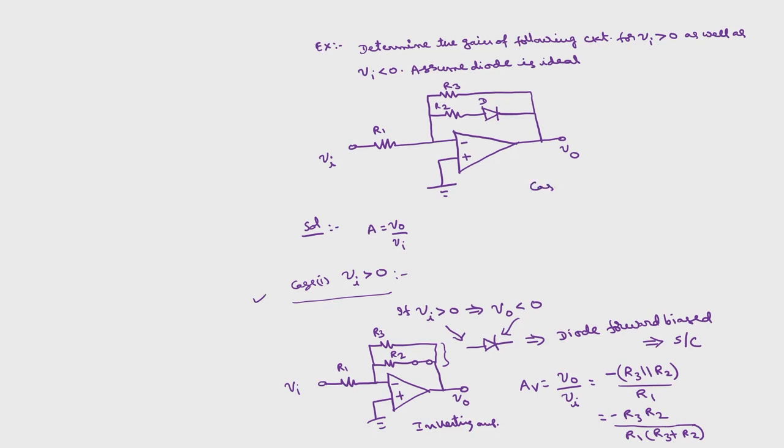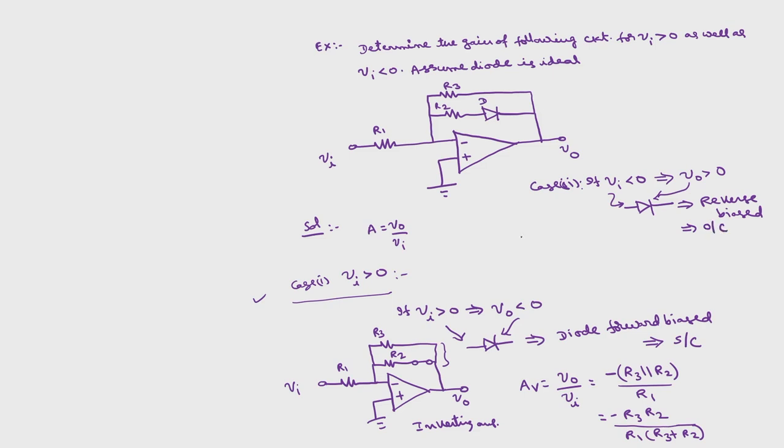Case 2, if Vi is less than 0. This implies V naught is greater than 0. So, what happens to this diode? At the anode, the voltage is less than 0, and at the cathode, the voltage is greater than 0. This implies the diode is reverse biased, and hence acts as an open circuit.